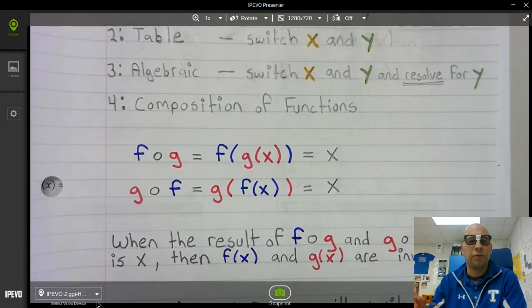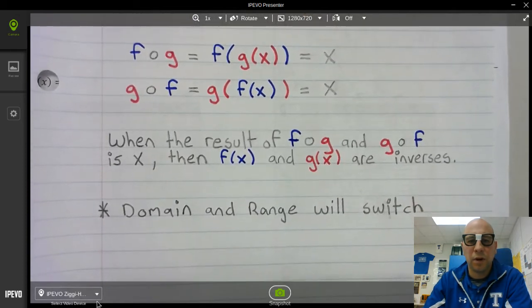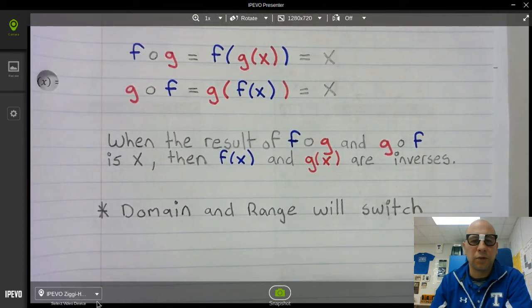So when f of g of x equals x and g of f of x equals x, when this happens, when you get f of g of x and g of f of x equals x, then we know that f of x and g of x are inverses. And just a note that when you find the inverse, the domain and range will be switched. All right, so if you would, update your notes.